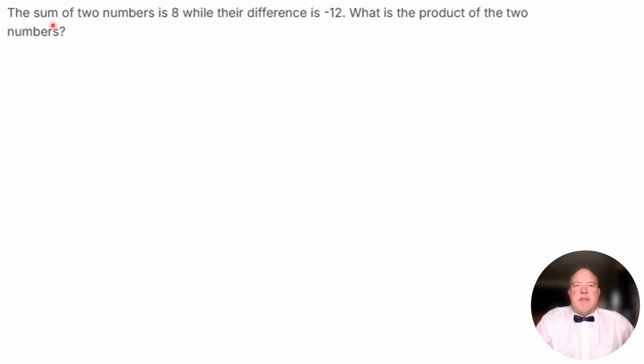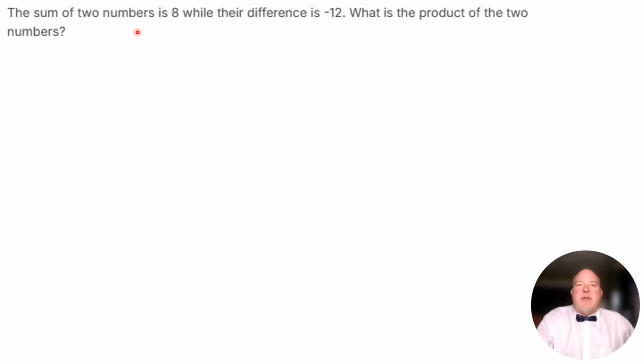This problem says the sum of two numbers is 8. So sum, you need to know that means added. So you're adding two numbers and they add up to 8. While their difference, which means subtract, is negative 12. What is the product of the two numbers? And product means the result of multiplication.